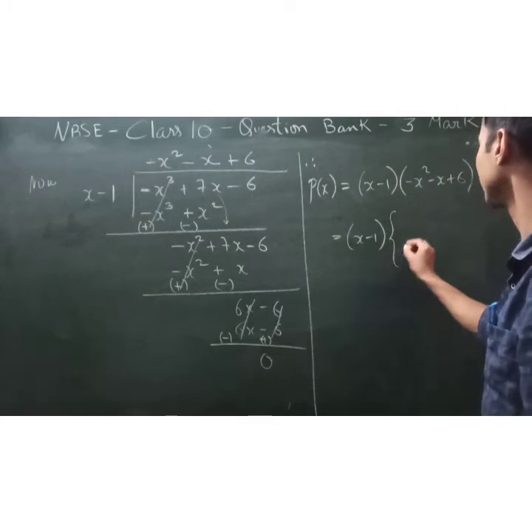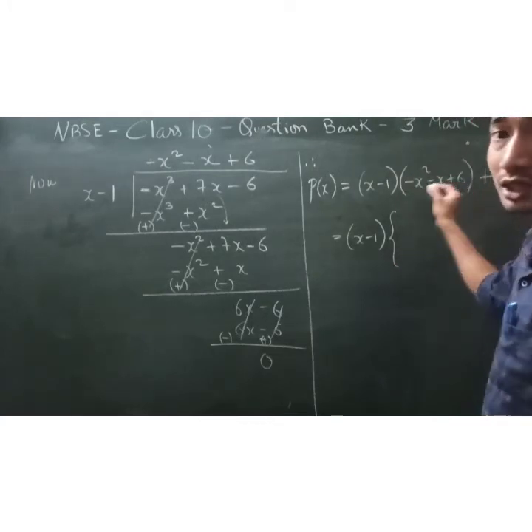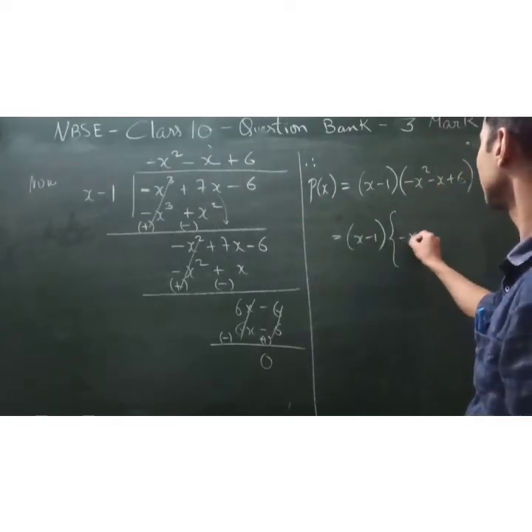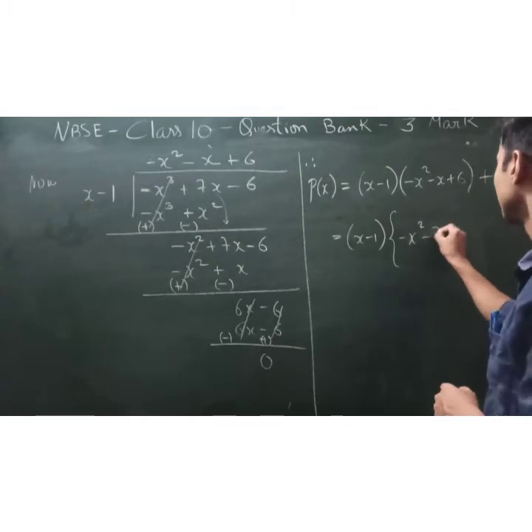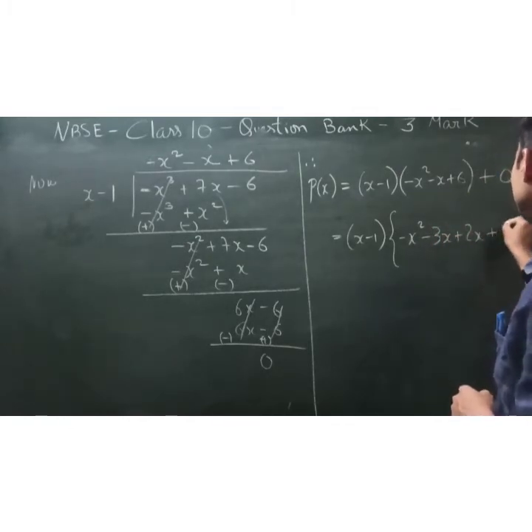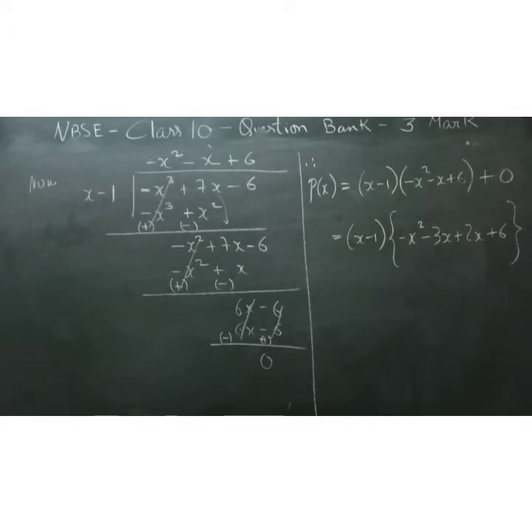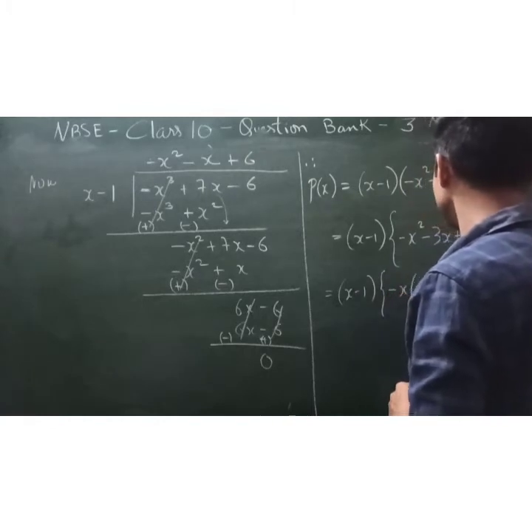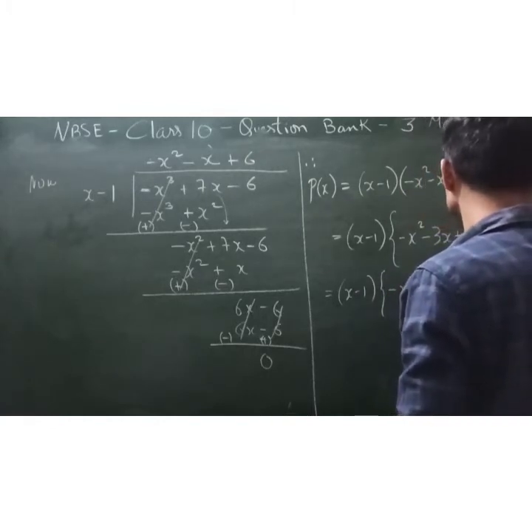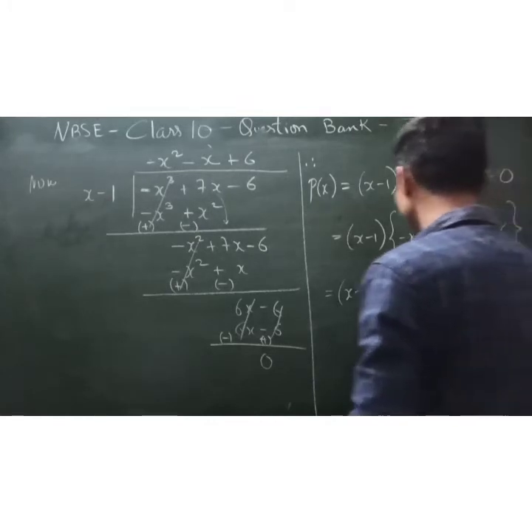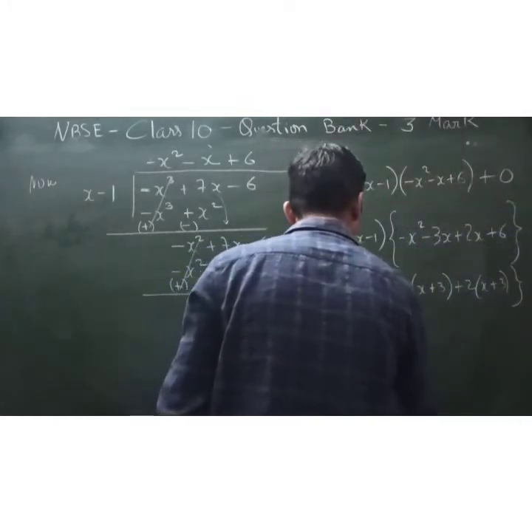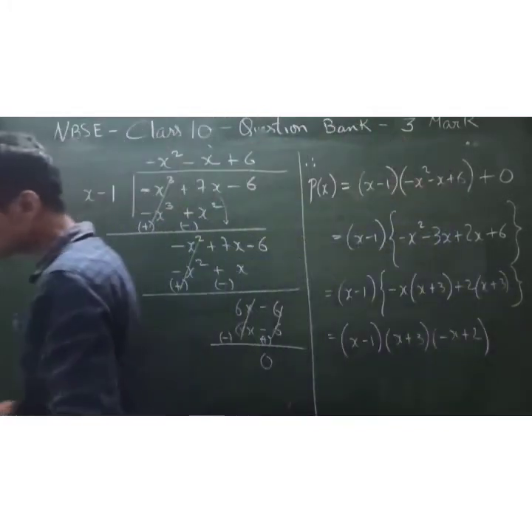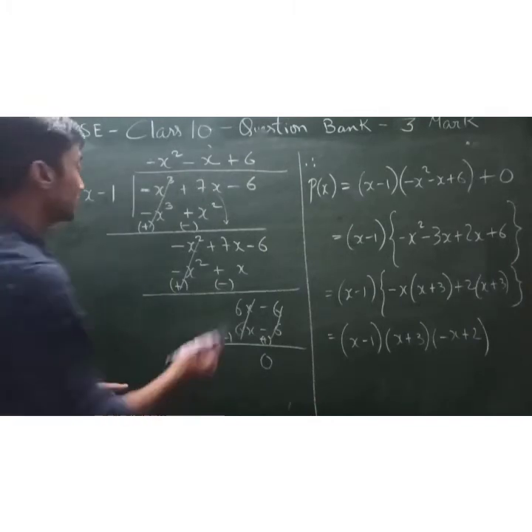So for that we'll have to find out the factors. So let's use splitting the middle term. I've done a video on splitting the middle term. You can just go and check that out also for factorization. So minus x squared, 6, 3 2s are 6. So that's minus 3x plus 2x plus 6. So that's going to be x minus 1, minus x common. So I'll have x plus 3, plus 2 common from here. I'll have x plus 3. Same terms. Again common. x minus 1, x plus 3, minus x plus 2. So these are our two other factors.